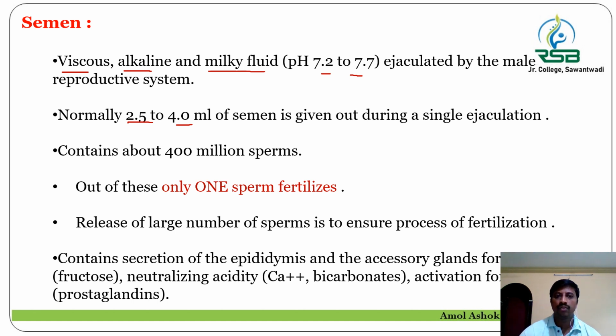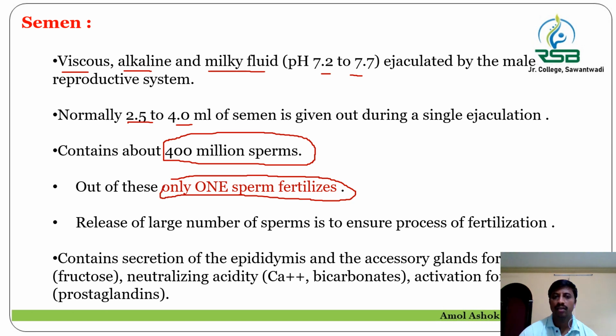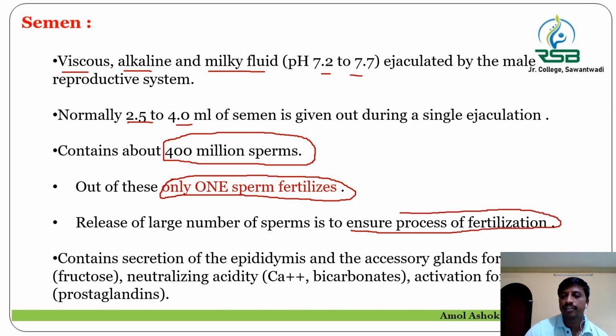and this 2.5 to 4 ml of semen contains about, this number is very important, 400 million sperm. 400 million sperm are released from a single ejaculation. And out of these 400 million sperm, there is only one sperm that successfully fertilizes with the egg in the female reproductive tract. So this large number of sperm, 400 million, ensures the process of fertilization. When sperm are released in such a large amount from ejaculation, only one of those sperm fuses with the egg in the female reproductive tract, and then it confirms fertilization.